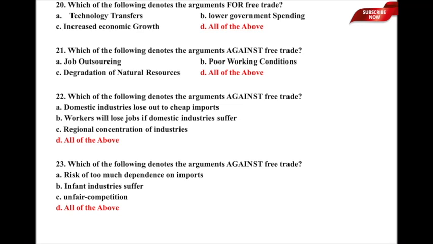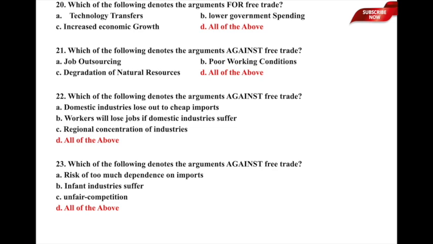The second is workers will lose jobs if domestic industries suffer. This is a very explicit impact of domestic industries losing out to cheap imports. The third is regional concentration of industries. Only certain regions wherein industries are concentrated will start benefiting from free trade, and therefore that is a very bad thing for a country like India. And last is all of the above.